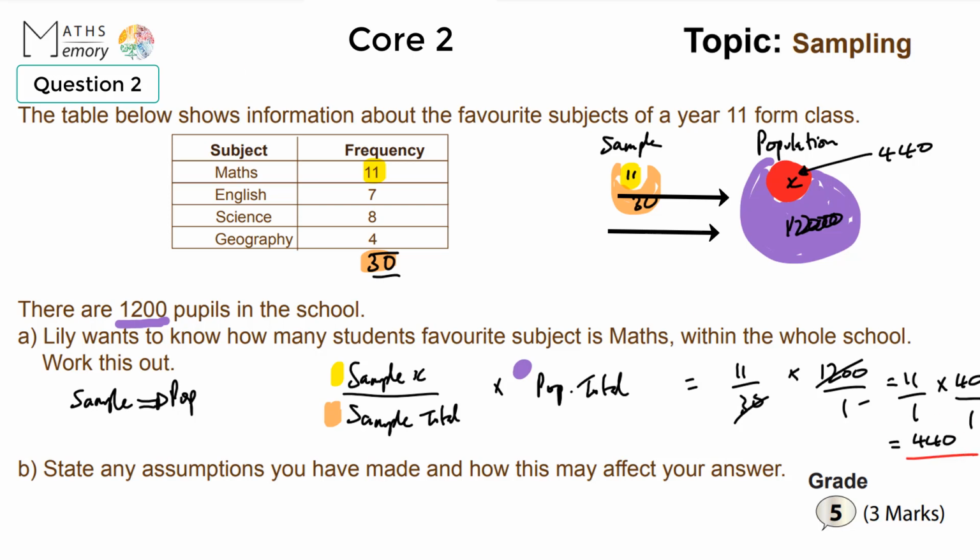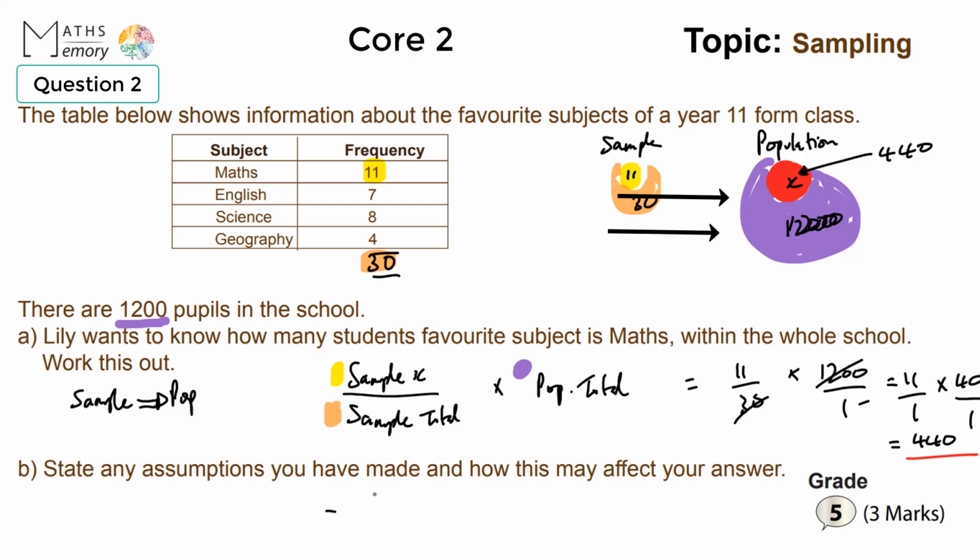State any assumptions you have made during this calculation. Well, we assume, as we keep saying, that the sample size of this 11 over 30 is a good, fair and unbiased representation of the population. So 11 over 30 is like an equivalent fraction of 440 over 1200. These 440 were probably all like maths if you took them all from the whole school, i.e. 1200. So somewhere and somehow you've got to write that in your answer.